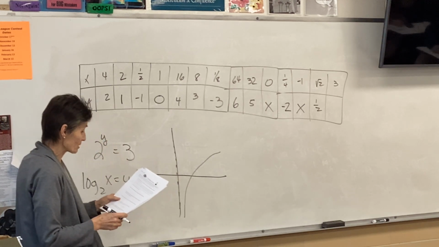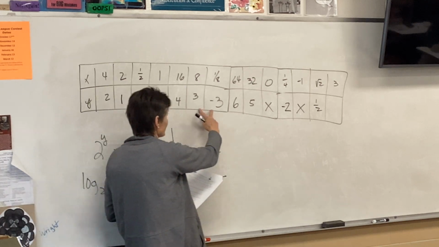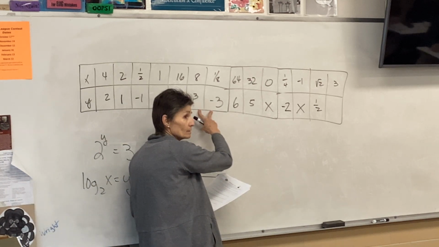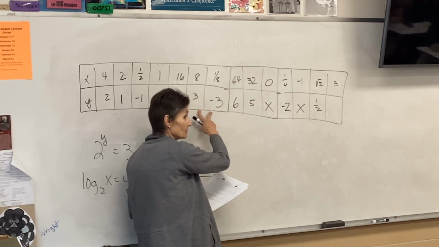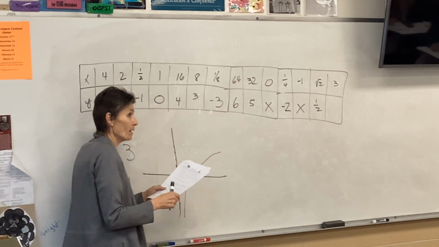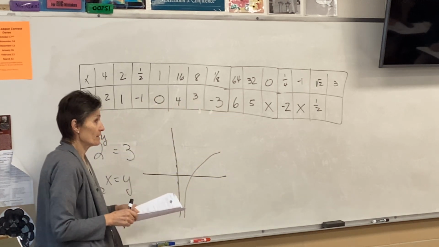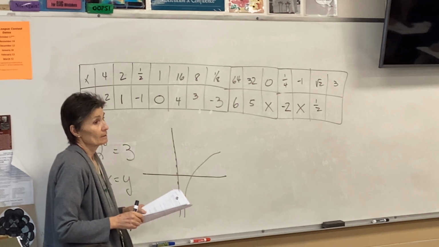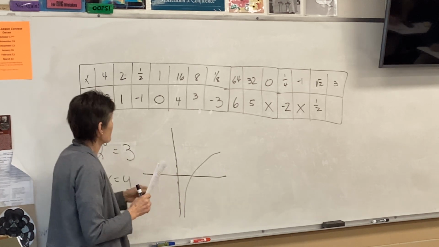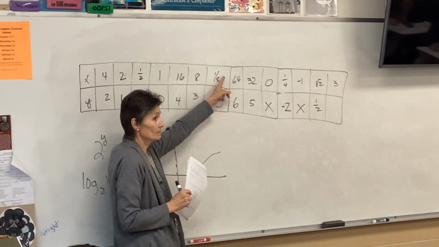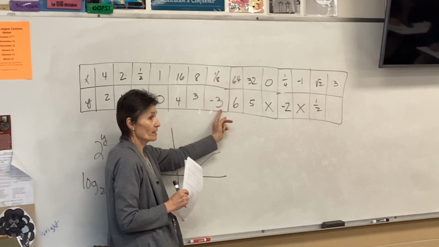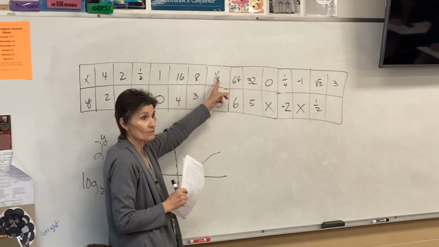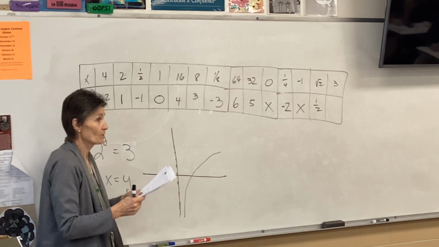How are the outputs for 8 and 1/8 related? They're opposites, right? Why do you think that happens? Because when exponents are negative, this is an exponent. When exponents are negative, your base is flipped, numbers flip.